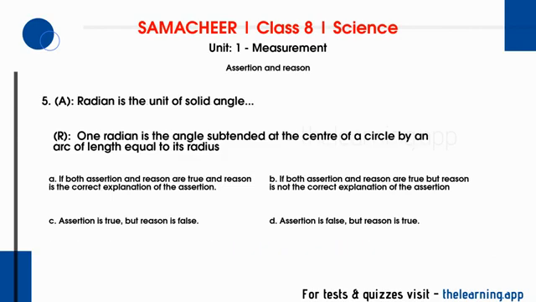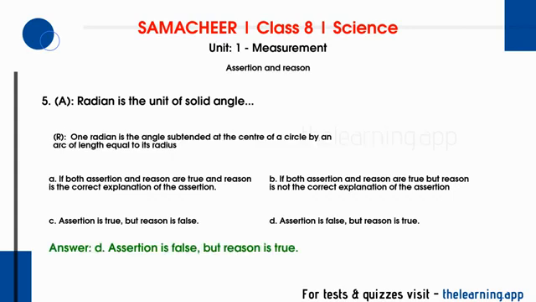Assertion. Radian is the unit of solid angle. Reason. 1 radian is the angle subtended at the center of a circle by an arc of length equal to its radius. Correct answer is D. Assertion is false, but reason is true.